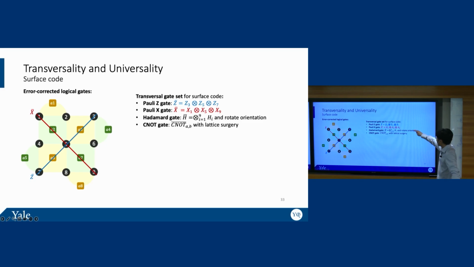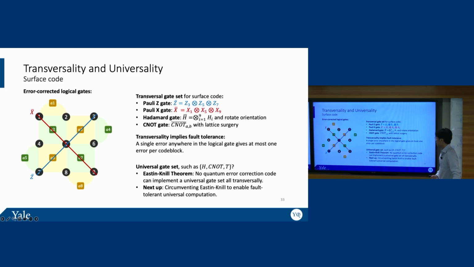Through this, we have already discussed the transversal gate set of the surface code, but it does not give you all the universal operations that you wanted. In fact, there is a no-go theorem saying that no quantum error correction code can implement a universal gate set with only transversal gate implementation like this. So in order to still be able to perform universal computation, you have to circumvent it with other techniques.